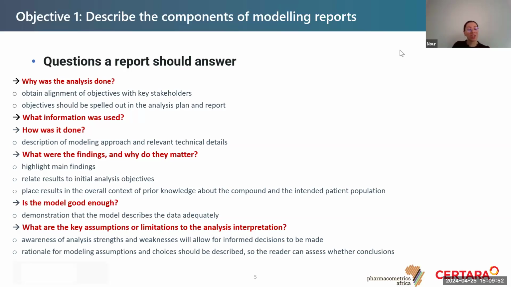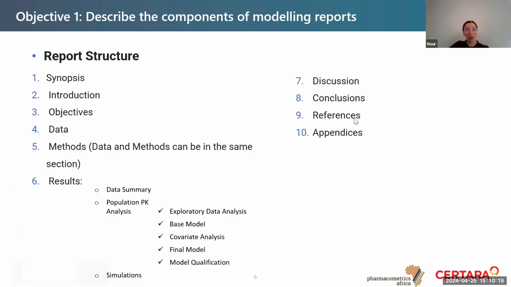And this final question: what are the key assumptions or limitations of the analysis interpretation? And here we are in the discussion section, I think. So you had to put the awareness of analysis strengths and weaknesses that will allow for informed decisions to be made, and the rationale for modeling assumptions and choices should be described so the reader can assess the conclusions.